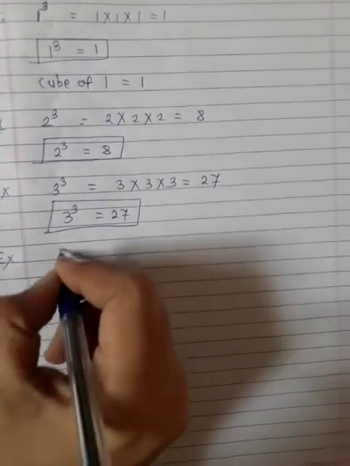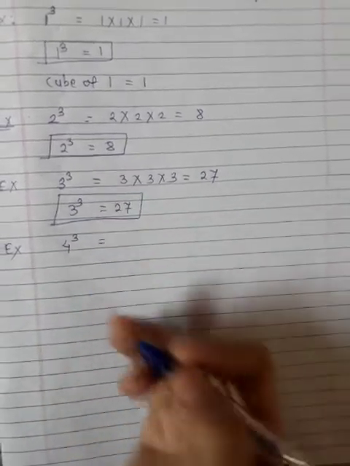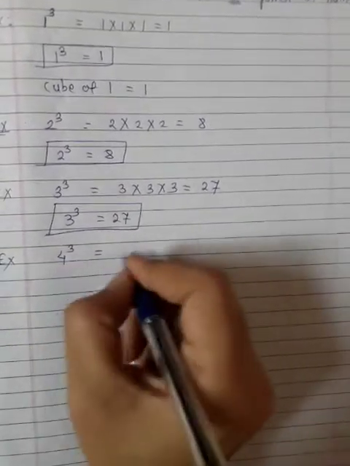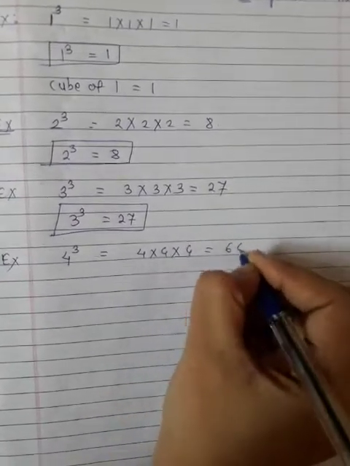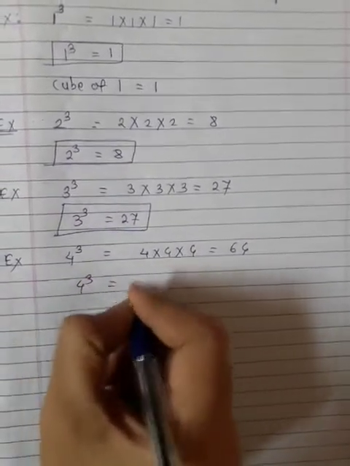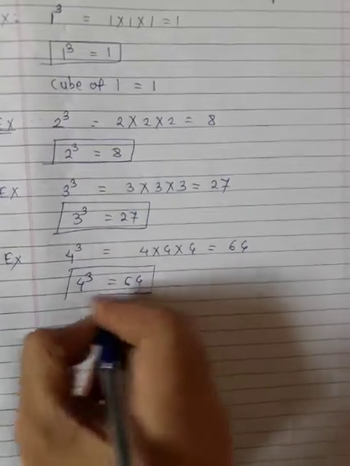You can find cubes of numbers up to 100 also. So 4 cube means multiply 4 three times. It gives you 64. So here 4 cube is 64.